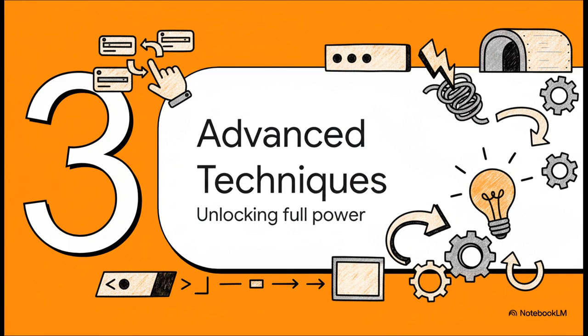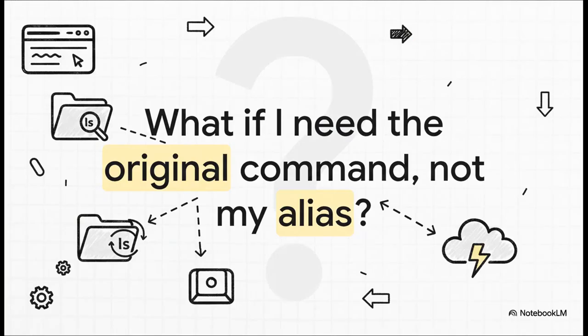This is where you can really start to unlock the full power of aliases and make them do some seriously cool stuff for you. So here's a question that comes up all the time. You've created this awesome custom alias for a command like ls. But what if, just for this one time, you need to run the plain, original ls command without all your custom flags? How do you get around your own shortcut?